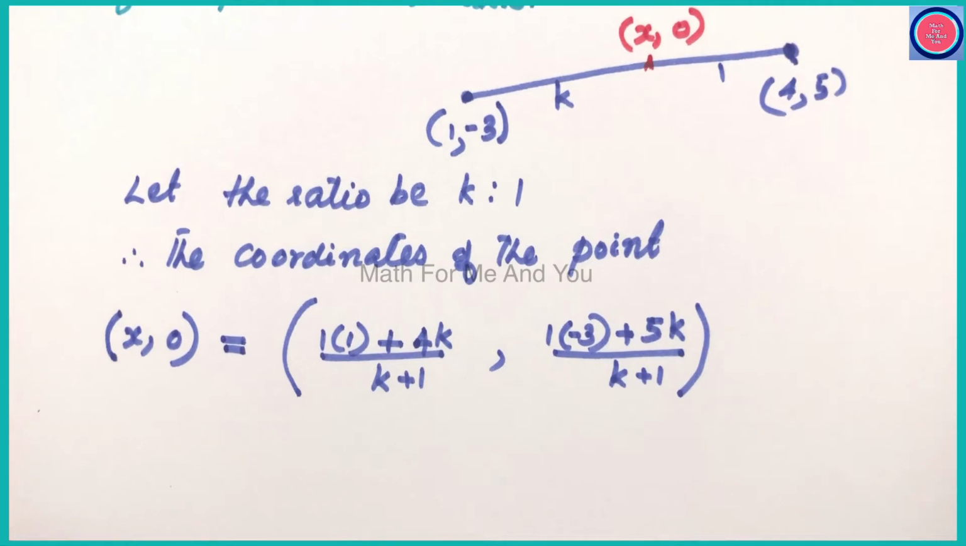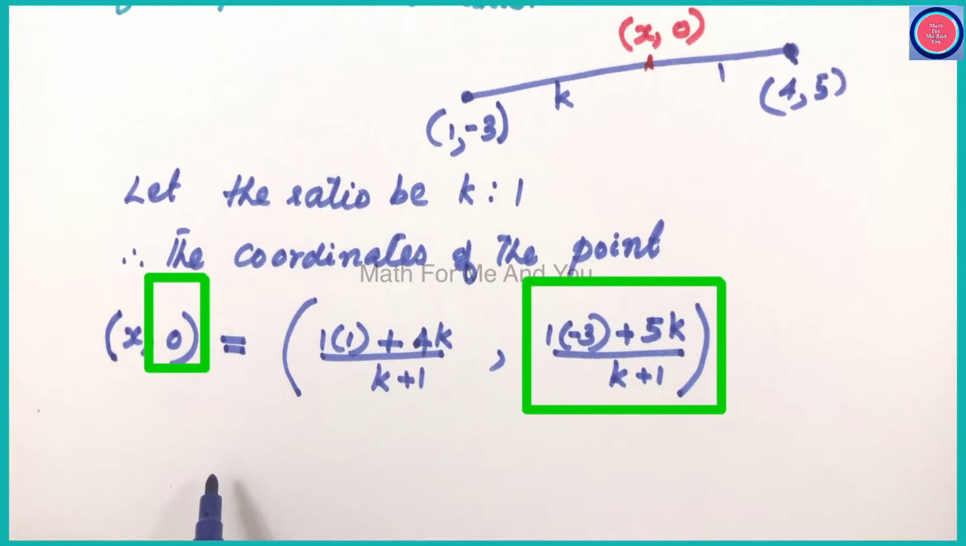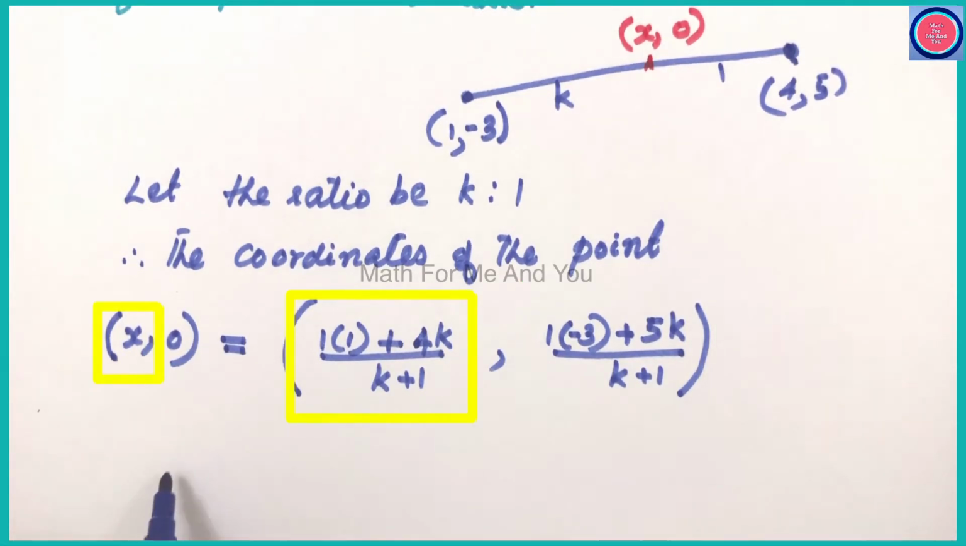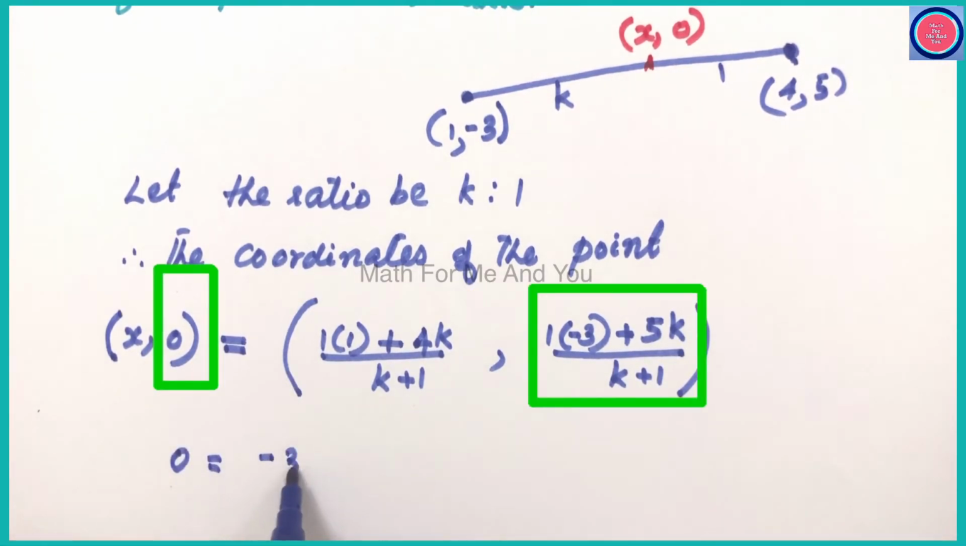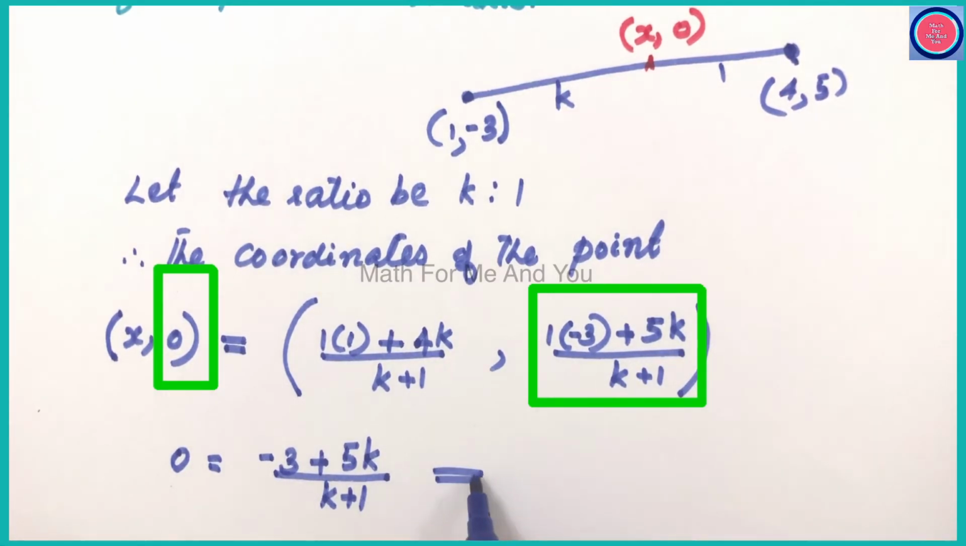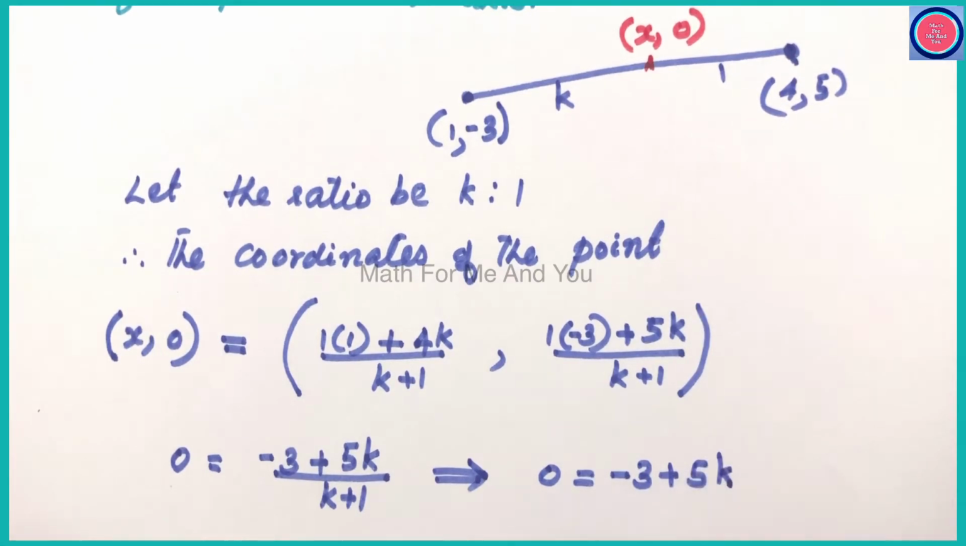Now we can equate the x coordinate and y coordinate. First we equate the y coordinate so that we can find the value of k. After getting k, we will equate the x coordinate and then we can find the x number. We are equating the y coordinate. See, the y coordinate on the left side is 0. So we can easily find the value of k. When we equate, we get 0 is equal to minus 3 plus 5k over k plus 1. Denominator, when we cross multiply, it becomes 0. So we get 0 is equal to minus 3 plus 5k.